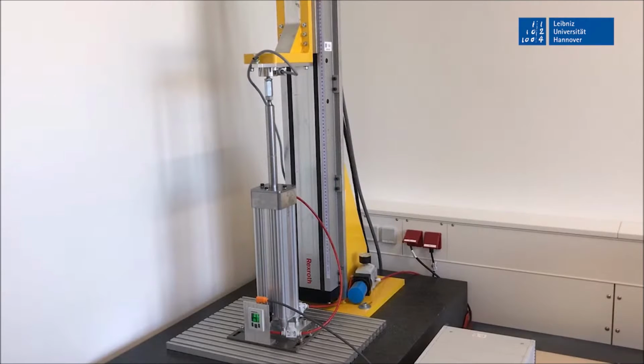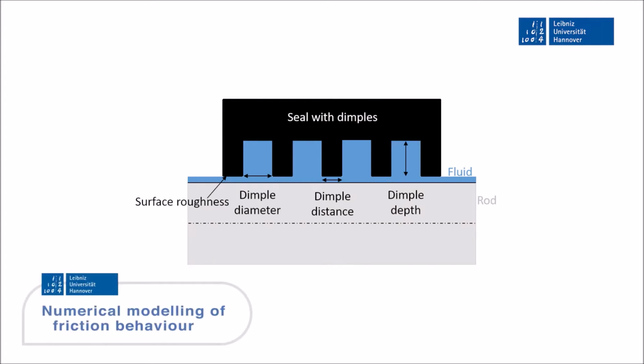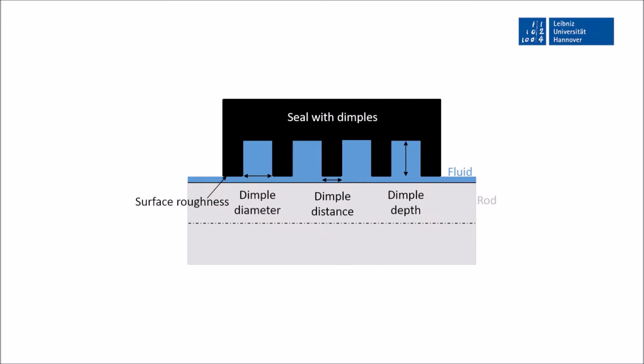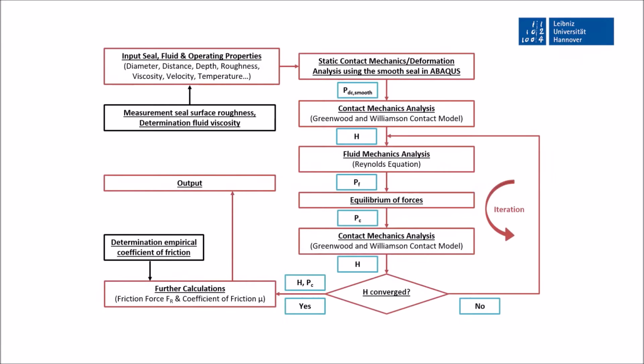The numerical modeling of the friction behavior in the dynamic contact of surface textured seals is essential for the prediction of the friction level and the understanding of the underlying friction conditions. In order to compute the friction in boundary, mixed, and hydrodynamic lubrication regimes, a coupled contact mechanics and fluid mechanics simulation procedure is used.